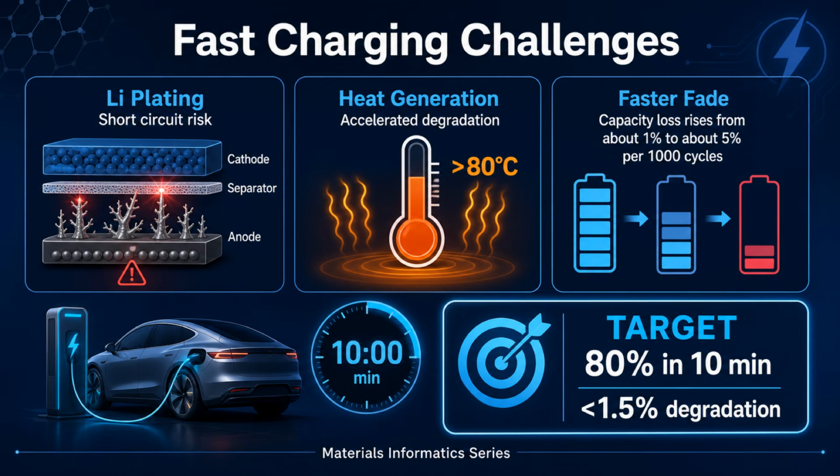Lithium plating occurs when lithium ions deposit as metal on the anode surface rather than intercalating into graphite, potentially causing internal short circuits. Heat generation accelerates degradation, with high temperatures causing rapid capacity loss. Standard fast charging significantly increases degradation rate. The target is reaching 80% charge in 10 minutes with minimal degradation.